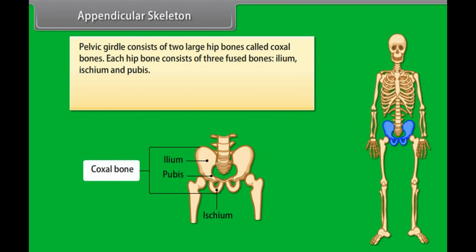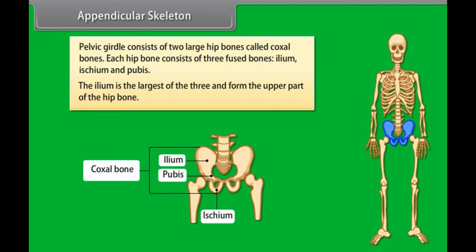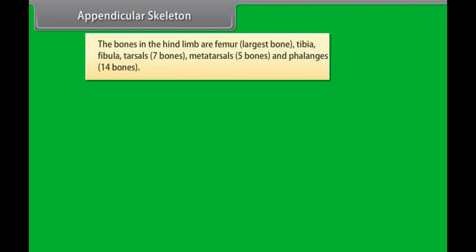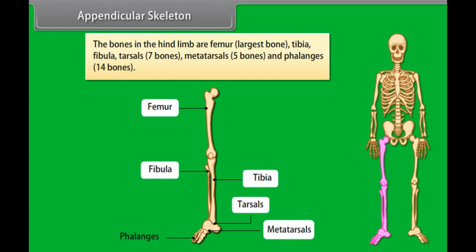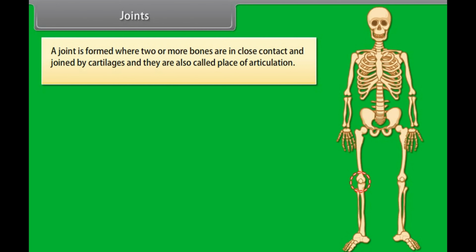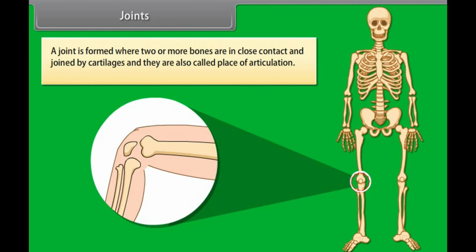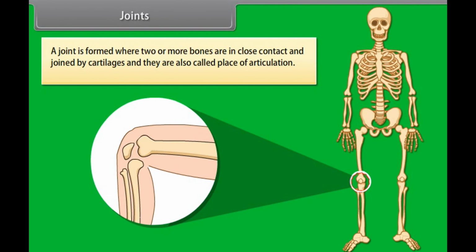Pelvic girdle consists of 2 large hip bones called coxal bones. Each hip bone consists of 3 fused bones, ilium, ischium, and pubis. The ilium is the largest of the 3 and forms the upper part of the hip bone. The bones in the hind limb are femur, largest bone, tibia, fibula, tarsals, 7 bones, metatarsals, 5 bones, and phalanges, 14 bones.